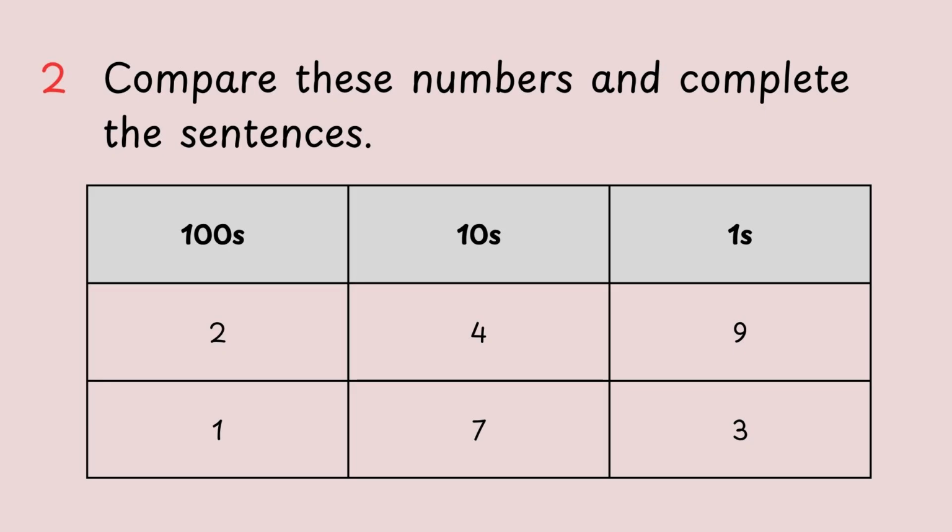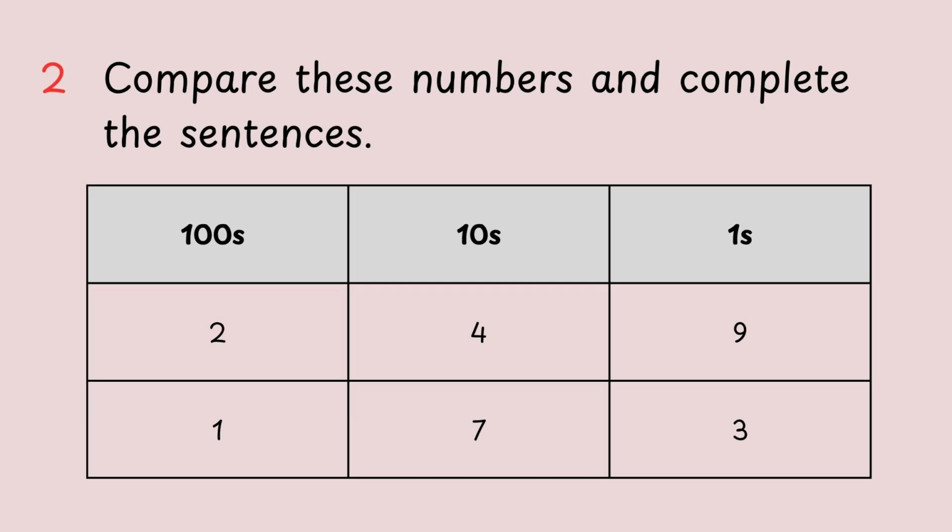Now, let's look at the second row. We have 1 hundred, 7 tens, and 3 ones. So, when we put those digits together, we get 173. So, to compare them, we always start by looking at the biggest value box first, the hundreds column. Look at that. The first number has 2 hundreds, but the second number only has 1 hundred. Since 200 is more than 100, we already know our answer without even looking at the tens or ones.